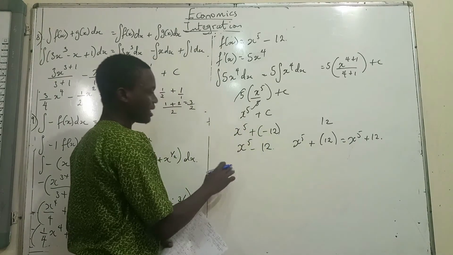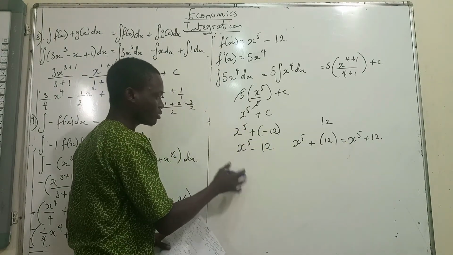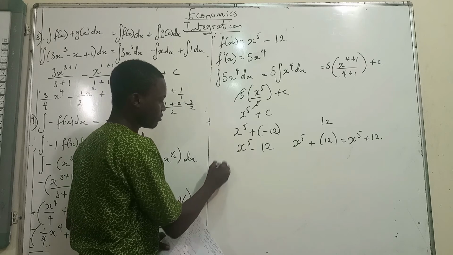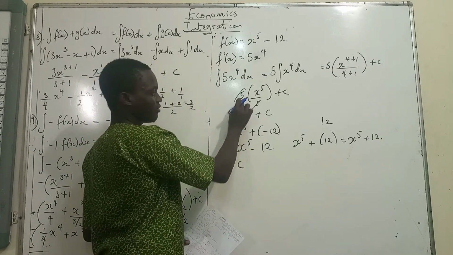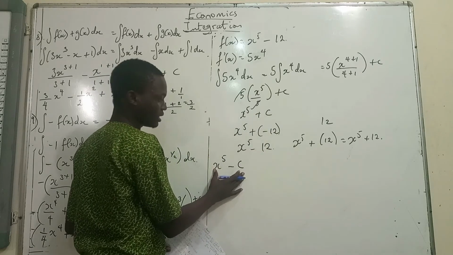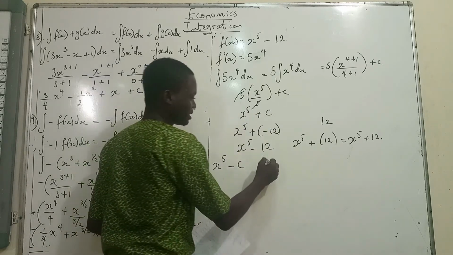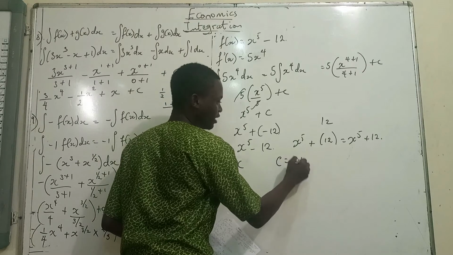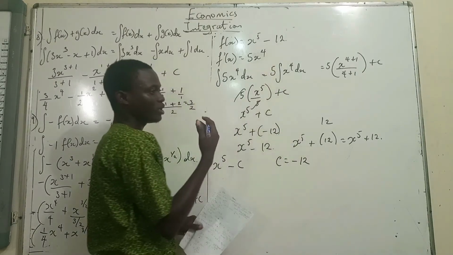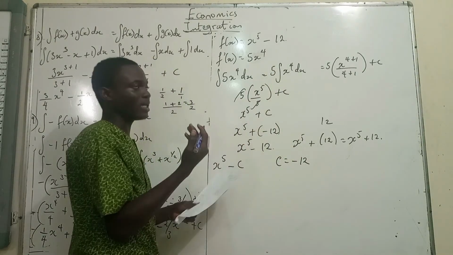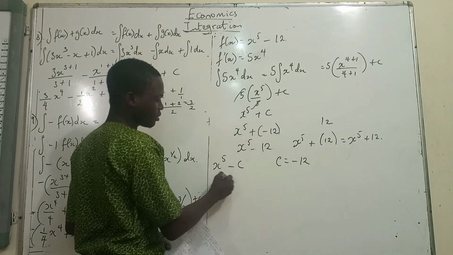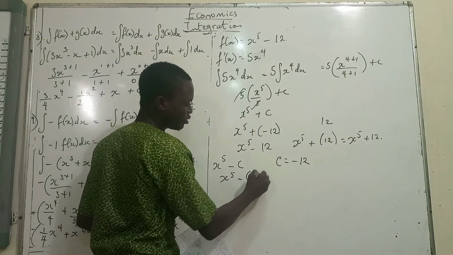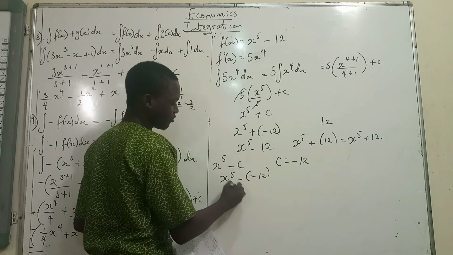Now let's say that the constant here were minus. That would have been x raised to the power 5 minus c. So instead of having x raised to the power 5 plus c, we have x raised to the power 5 minus c. And we got to realize that the constant term c is actually minus 12. Bringing c back into this place will be x raised to the power 5 minus 12, and this will be x raised to the power 5 plus 12.